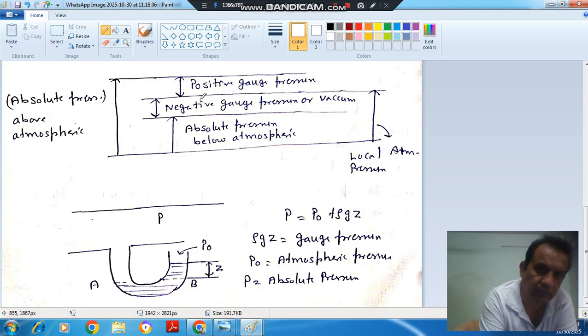And this is your local atmospheric pressure. This line represents absolute pressure. This is positive gauge pressure. This is your negative gauge pressure.